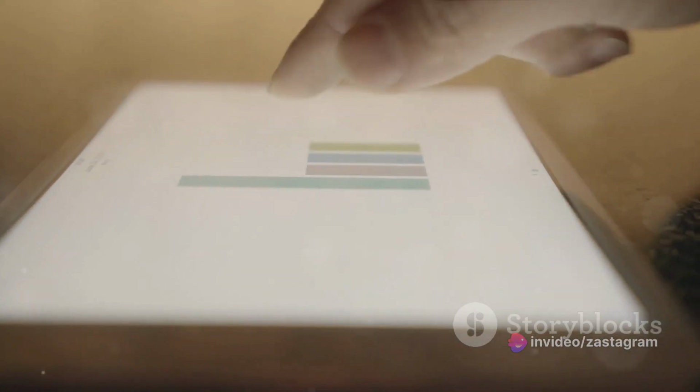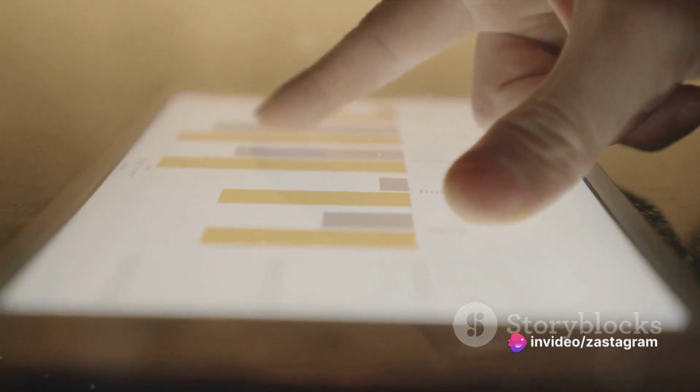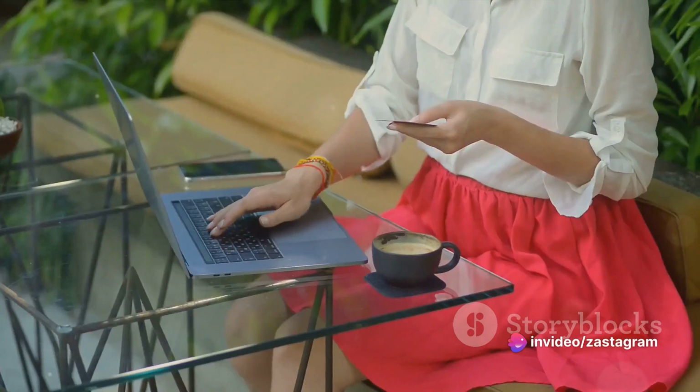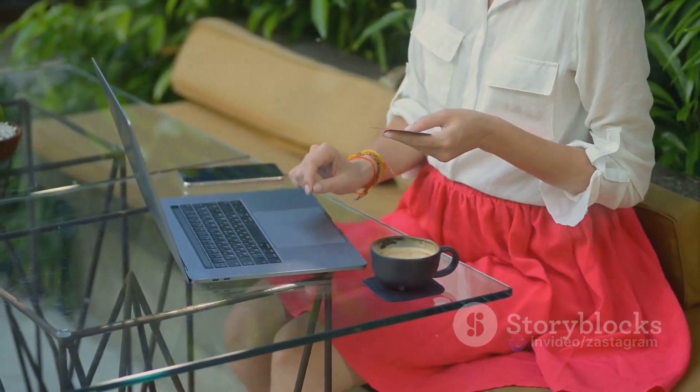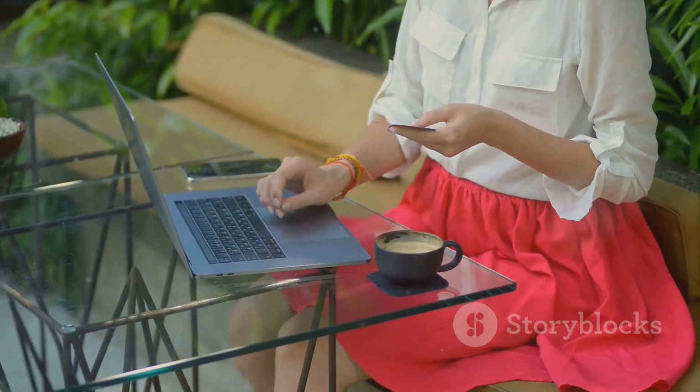Remember, success on Redbubble doesn't happen overnight. It requires time, effort, and patience. But if you're willing to put in the work, Redbubble can be a great source of passive income, so why not give it a try? With a little creativity and determination, you could be the next Redbubble success story.